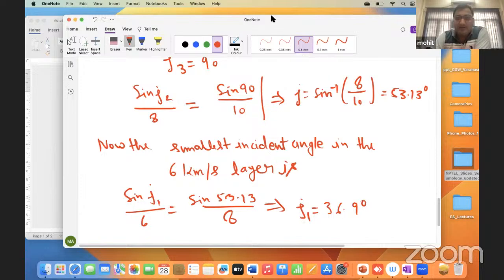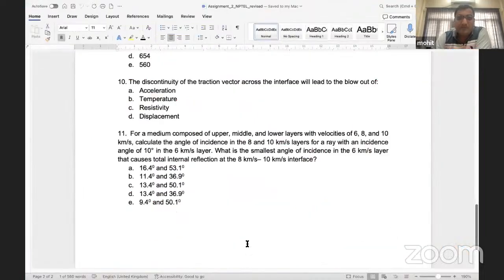When we look at our options, which option is correct? So 36.9, option D. So option D is correct.